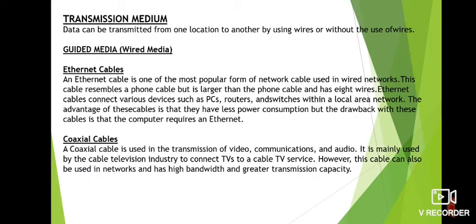Next cable that we are having is coaxial cable. A coaxial cable is used in transmission of video communication and audio. It is mainly used by the cable television industry to connect TVs to a cable TV service. Dear student, if you observe your TV or dish wire, that wire is called coaxial wire, through which we can see the broadcast from the broadcaster channels through our dish TV.